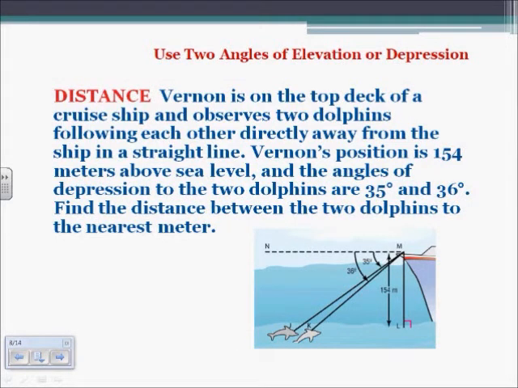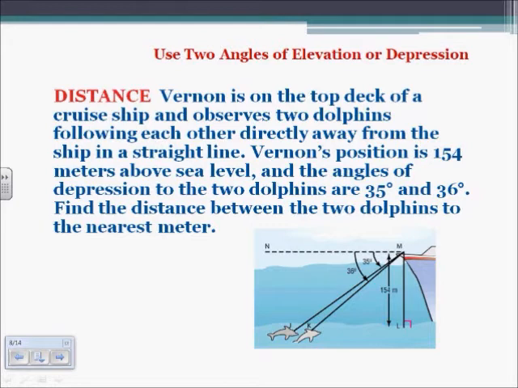Distance. Vernon is at the top deck of a cruise ship and observes two dolphins following each other directly away from the ship in a straight line. Vernon's position is 154 meters above the sea level, and the angles of depression to the two dolphins are 35 degrees and 36 degrees. The question says, find the distance between the two dolphins to the nearest meter.